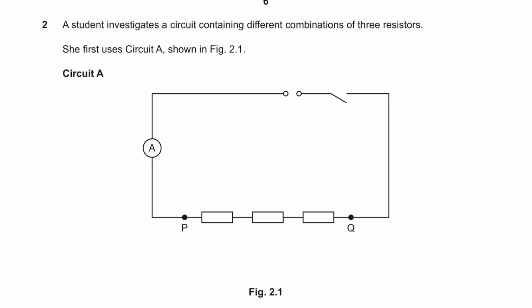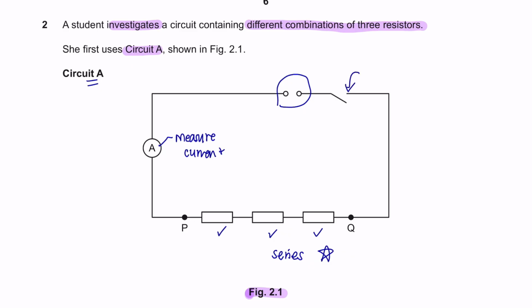Next, question 2. A student investigates a circuit containing different combinations of 3 resistors. She first uses circuit A shown in figure 2.1. In circuit A, the 3 resistors here are arranged in series, which is next to each other. You've got the power supply over here, an ammeter to measure the current, and a switch.